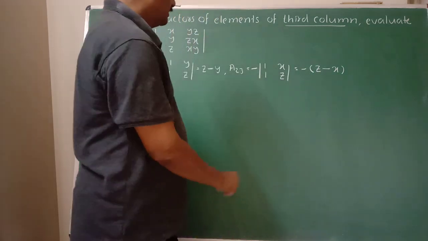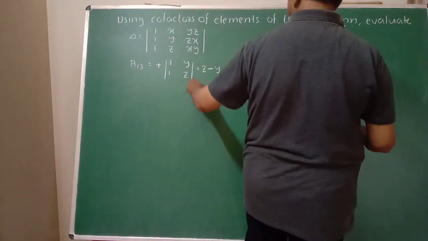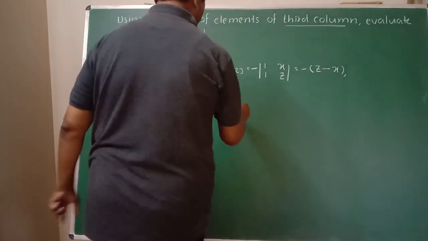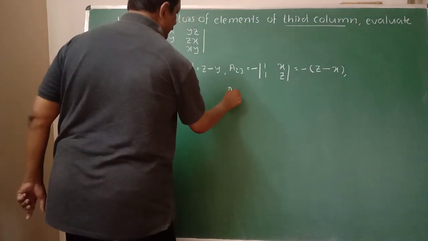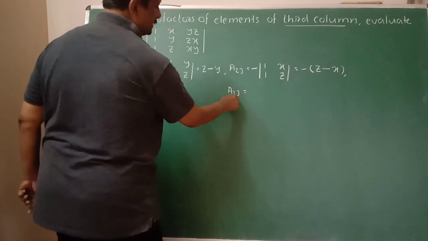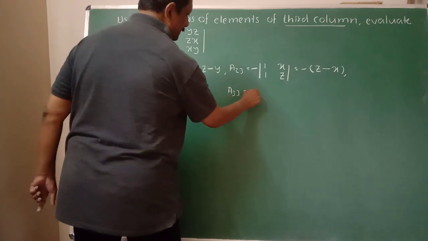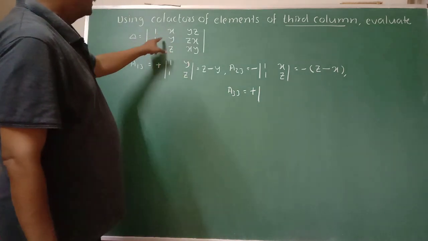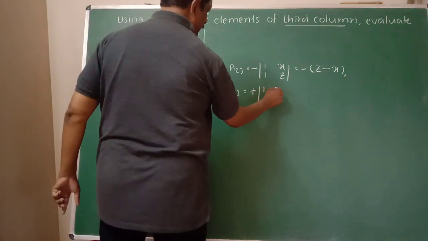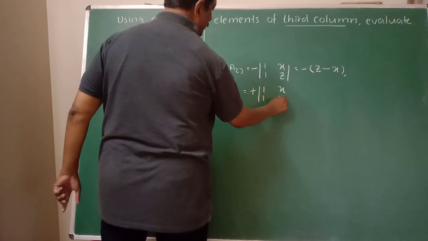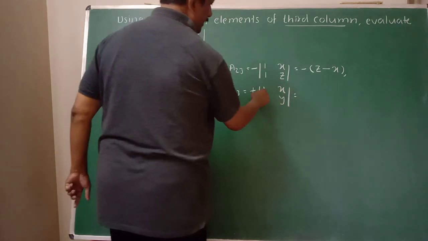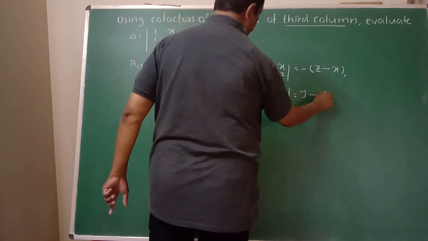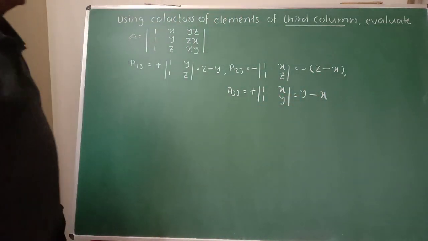Next, find the cofactor of this element, which is in the third row, third column, so A33. 3 plus 3 is 6, an even number, so multiply by plus n. Deleting the third row and third column, we get the determinant 1 x, 1 y. Y into 1 becomes y and x into 1 becomes x, so it is y minus x.